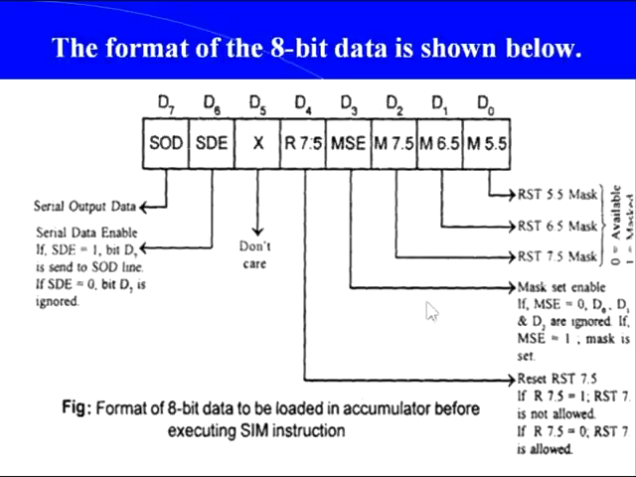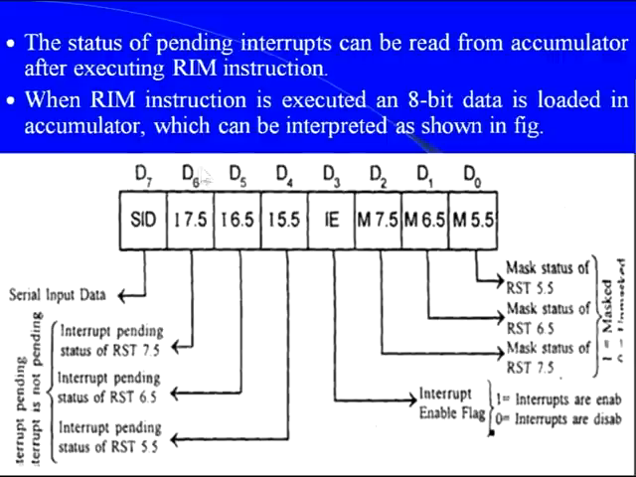Suppose initially we design to give 3 interrupts through RST 5.5, 6.5 and 7.5. Later on during the programming, we may not want to execute 2 interrupts, 7.5 and 5.5, temporarily. In that case, by using the SIM instruction, we can temporarily mask RST 7.5 and 5.5. Again, the status of pending interrupts can be read from the accumulator after executing the RIM instruction. It's the read interrupt mask instruction.